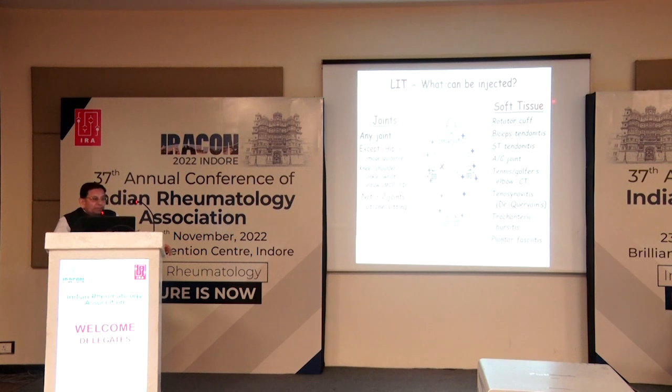Soft tissue lesions, there are plenty around the shoulder, acromioclavicular joint, tennis or golfer's elbow, around the hand, deep veins, trochanteric bursitis, and plantar fasciitis. These are some of the more common ones that I have listed. There are a whole range that can be seen and can be dealt with by a local injection.